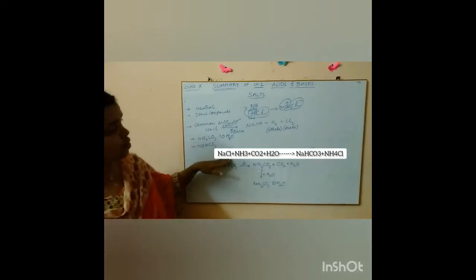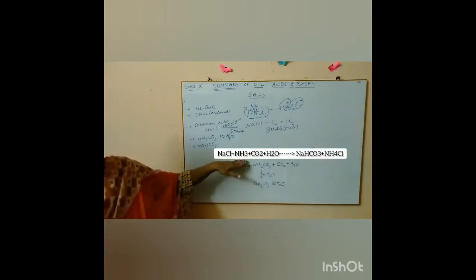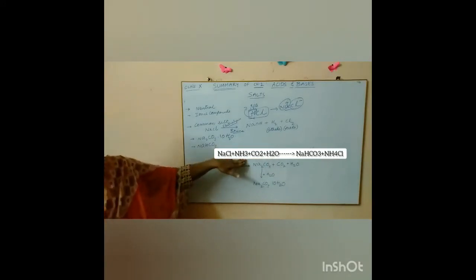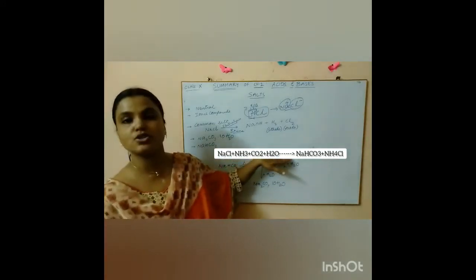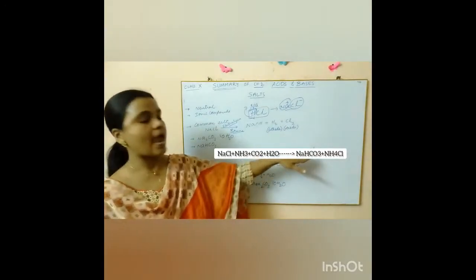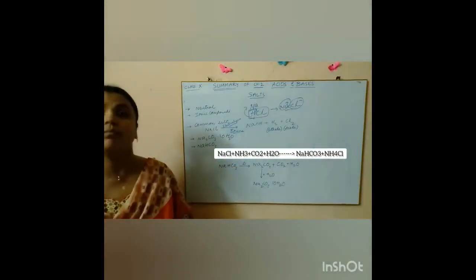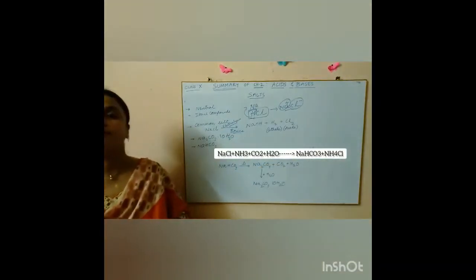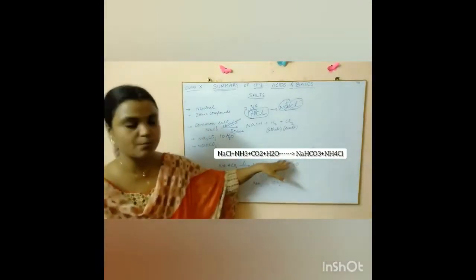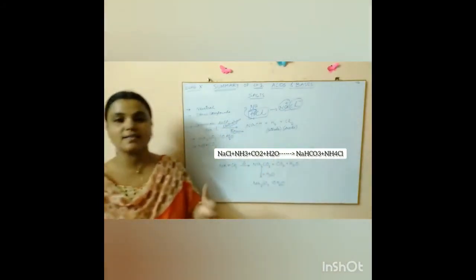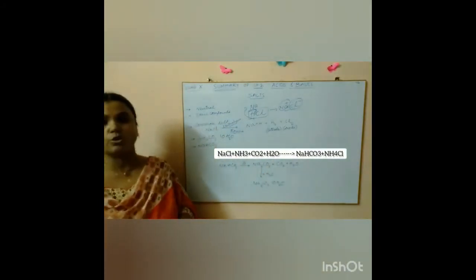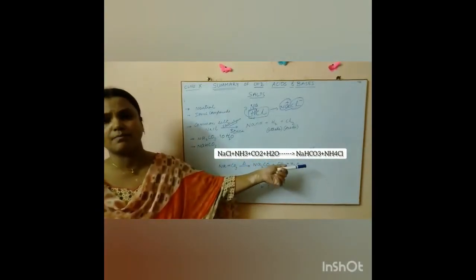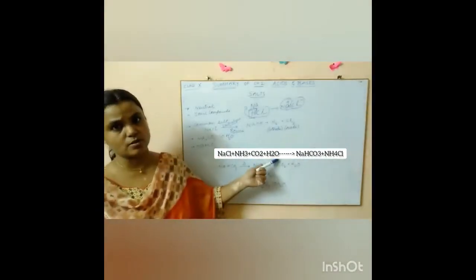When sodium chloride is made to react with ammonia, carbon dioxide and water, where NH3 is ammonia, sodium hydrogen carbonate and ammonium chloride are formed. You can see ammonium chloride is formed along with sodium hydrogen carbonate. Sodium hydrogen carbonate is called baking soda, right? It has so many uses and applications, children.